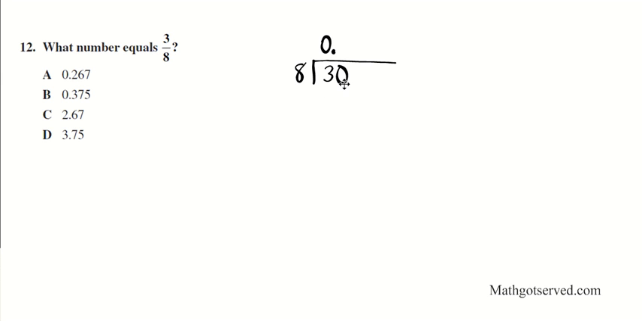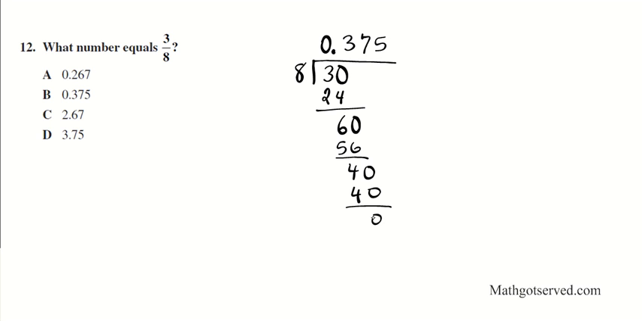So 8 goes into 30 how many times? 8 times 3 is 24, and 8 times 4 is 32. So we can use 3 here. 3 times 8 is 24, and we'll subtract. It's basic long division. We have 6, and then put another 0. 8 goes into 60 7 times, because 7 times 8 is 56. When we subtract, we have 4. Put another 0. 8 goes into 40 5 times. 5 times 8 is 40. We subtract, we end up with a 0. So we're done. Our answer is 0.375.